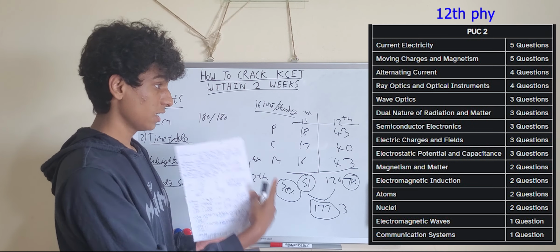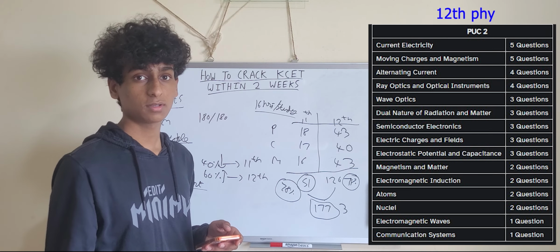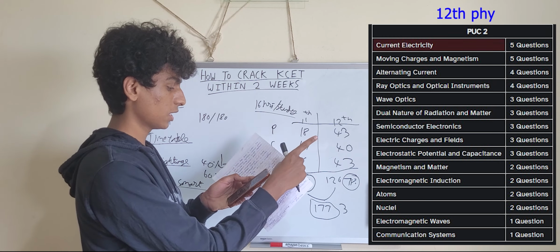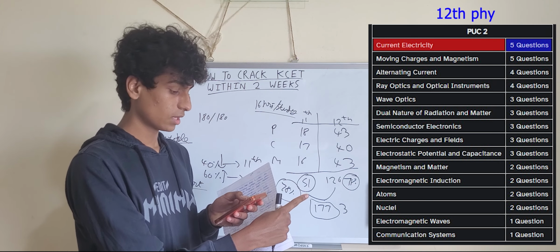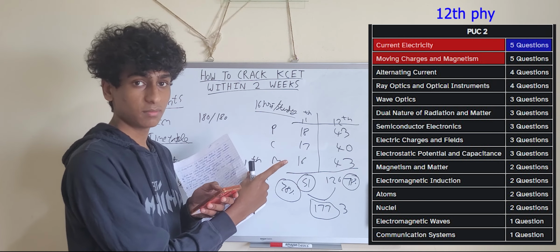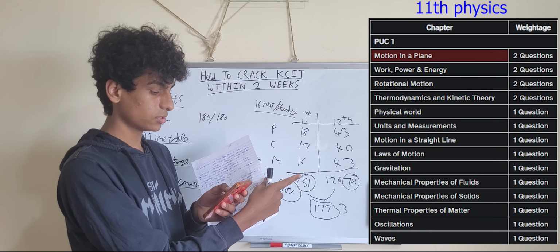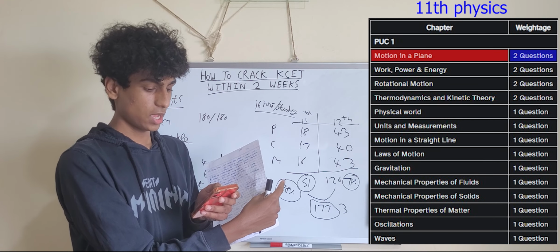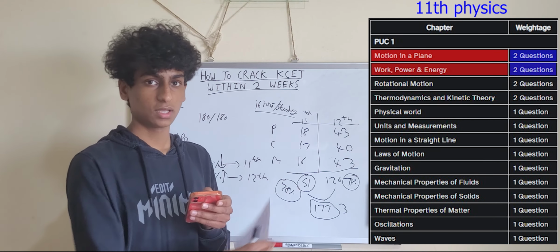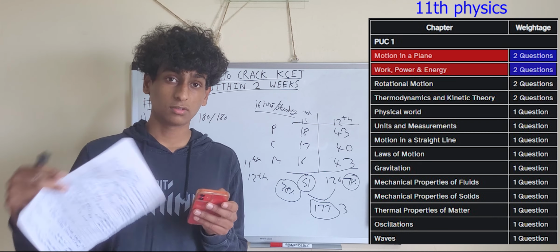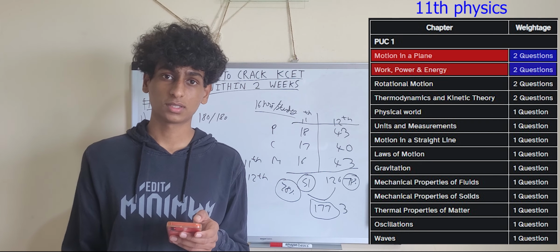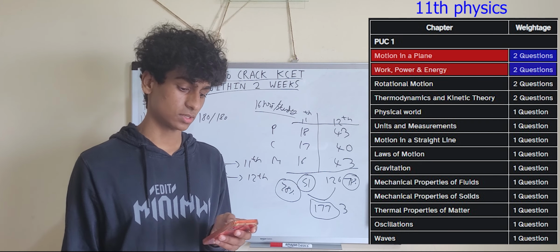But for the same number of chapters for 12th, as you can see over here, current electricity has 5 marks, and moving charges and magnetism 5 marks. But in 11th, motion in a plane, you have 2 marks. And work, power, energy are 2 marks. If you do 12th properly, you're getting more marks and you can answer more questions also.